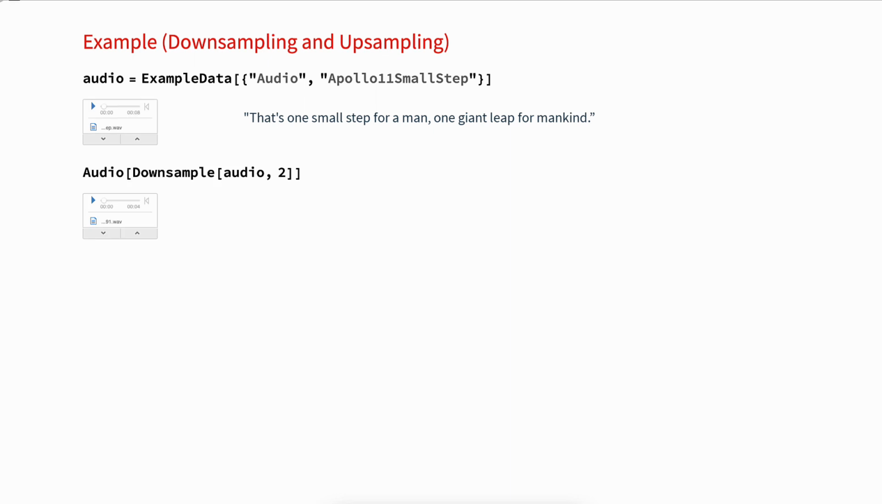Now, applying downsampling, keeping every second sample, and discarding the rest, causes time compression, as you can hear in this audio.